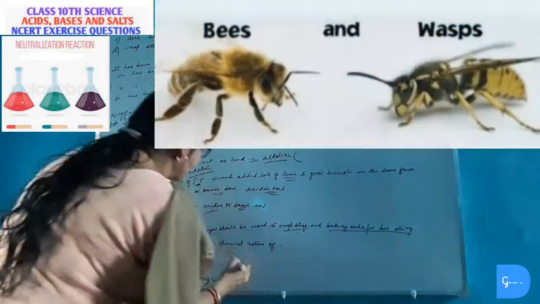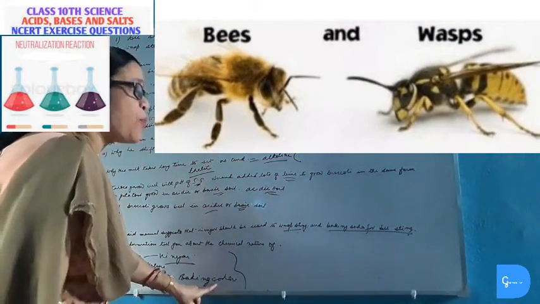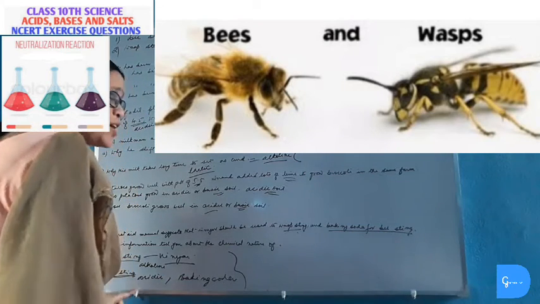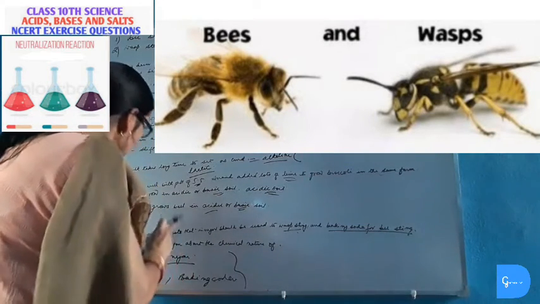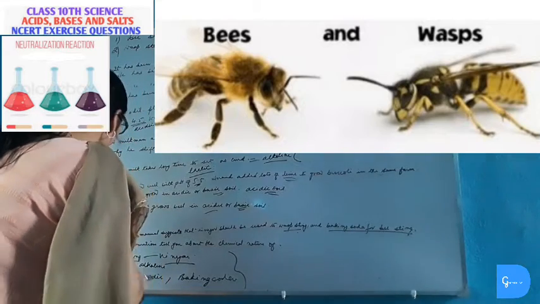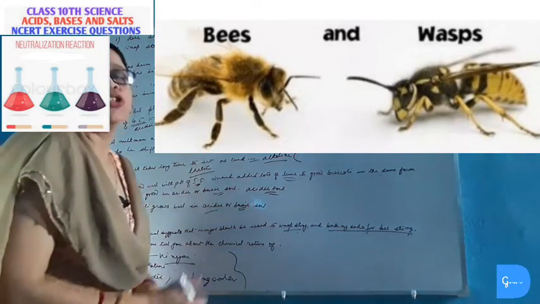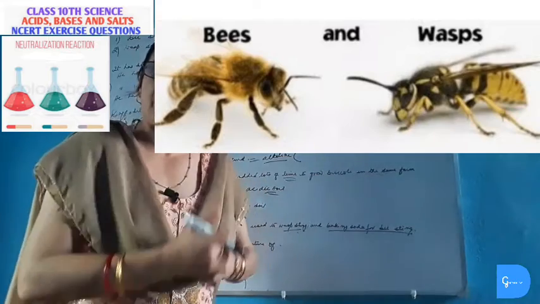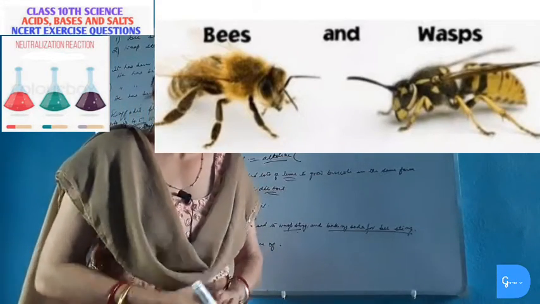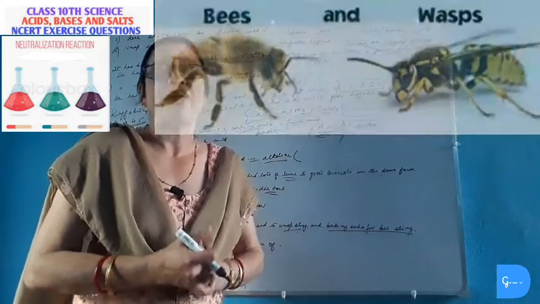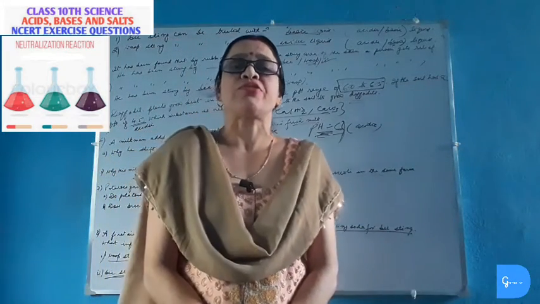So we must be very clear that we use baking soda to get relief from a bee sting. That means a bee sting is acidic in nature, whereas we use vinegar or acetic acid to get relief from a wasp sting, so a wasp sting is alkaline in nature. So a wasp sting must be treated with vinegar or acetic acid, and a bee sting must be treated with baking soda or sodium hydrogen carbonate. In my next video, we will learn about salts.